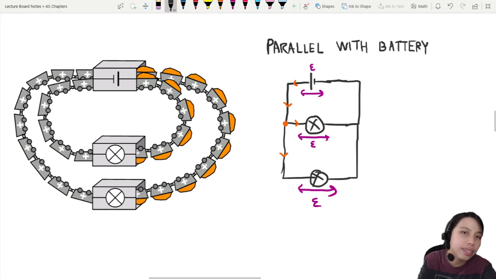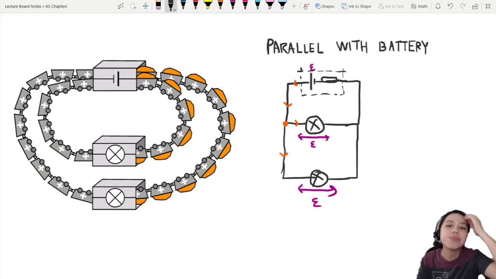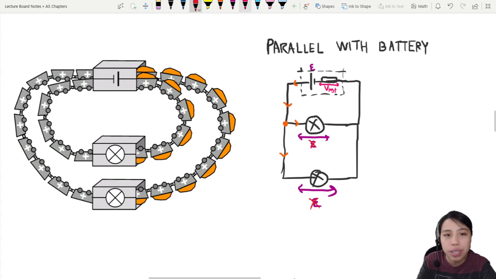One thing to be careful of is that sometimes you may have internal resistance of the battery. Oh no. So let's draw this box here. The battery will lose some energy in the first place. Maybe some lost volts. So we cannot say that every light bulb will get E anymore. We have to say, oh, this is a terminal potential difference, including the lost volts. So each light bulb will get that terminal potential difference worth of energy. So V terminal and V terminal.